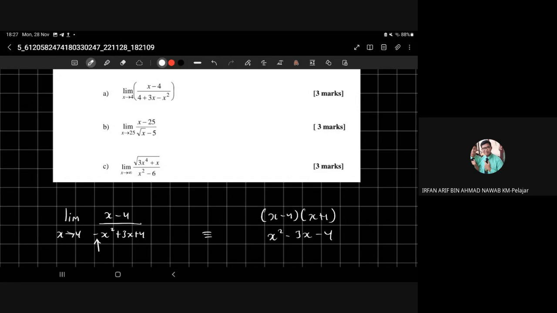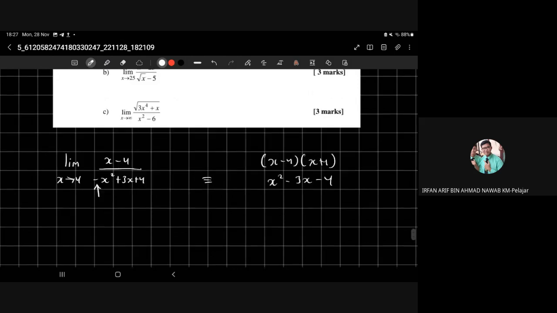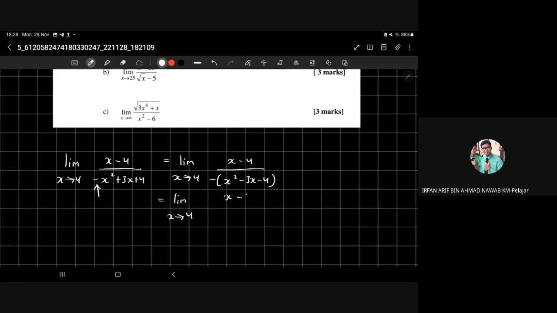So that is why you have to be cautious. You don't just go straight off and put it into your calculator. You have to determine whether your coefficient for x squared is a positive or a negative value. If it's negative, I recommend you factorize the negative value first, then you factorize the whole quadratic function. So from here, you get limit as x approaches 4 of x minus 4 divided by negative x squared minus 3x minus 4. Then you can factorize this, x minus 4 and x plus 1.